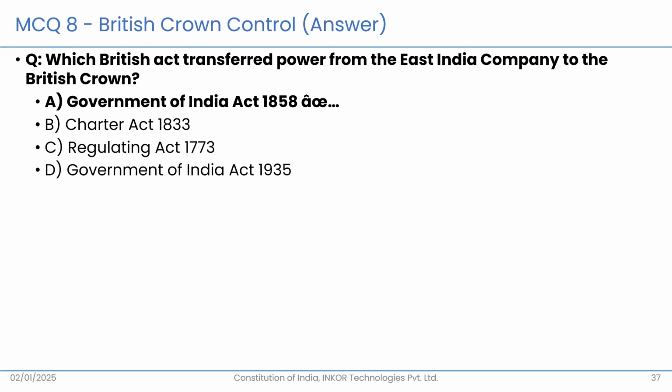The correct answer is A. Government of India Act, 1858. This act marked the end of East India Company rule and placed India directly under British Crown administration.